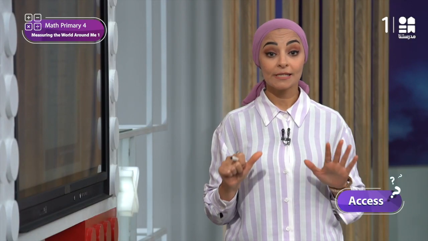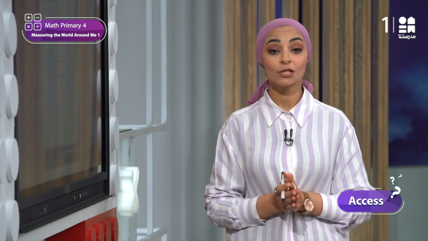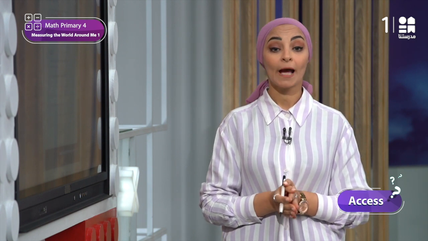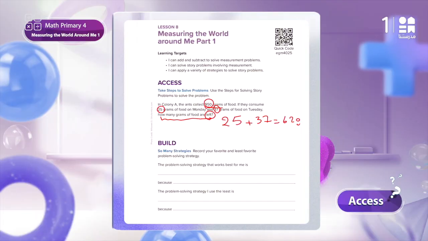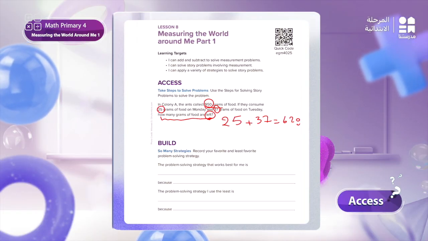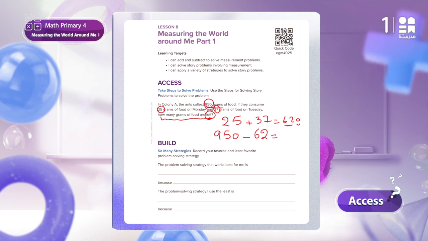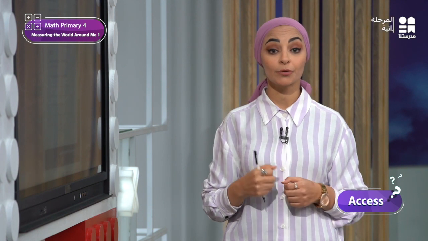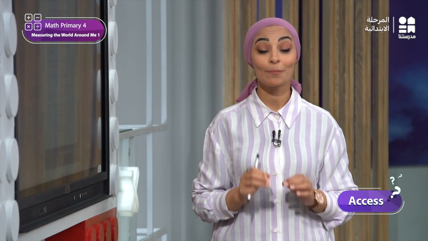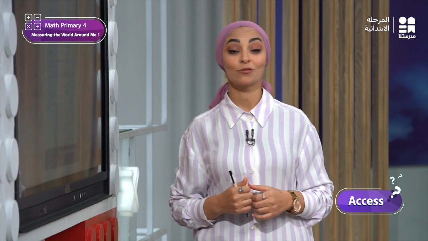In step number 6 and this is the final one, we use this new information to solve the problem. What will I do to solve the problem and see how many grams of food are left? I take the whole number, 950, minus what? Yes, minus 62 grams. So now I do 950, the whole number, minus the food they consumed, which is 62 grams, equals what? Yes, we can subtract these two numbers by using the counting back strategy. Let's use the counting back strategy.